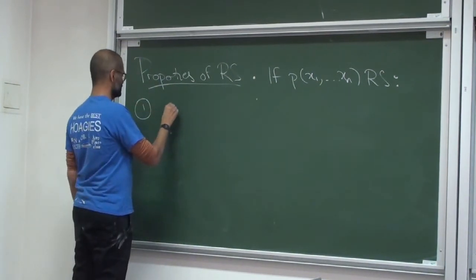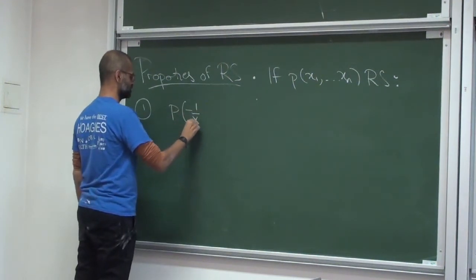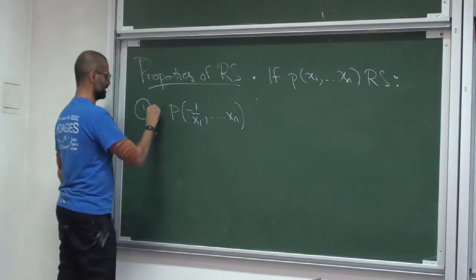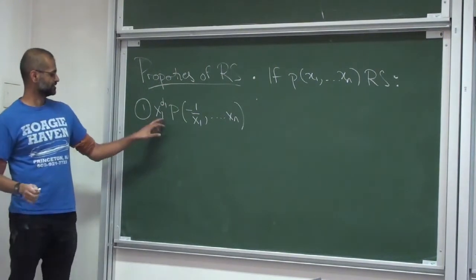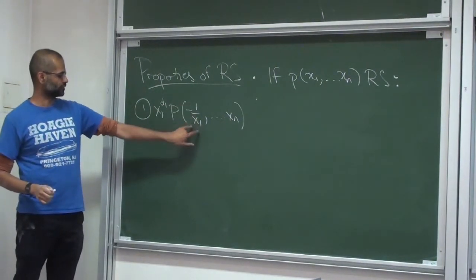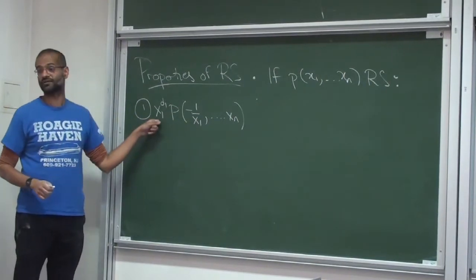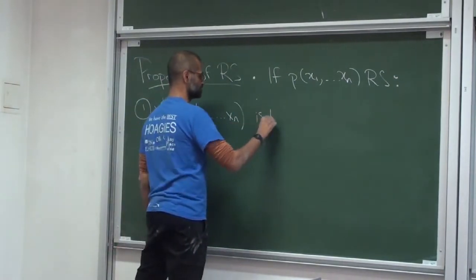If I look at P of minus 1 over x1, through xn, where I have x1 to whatever its degree was. So I replace x1 by minus 1 over x1, but now it's not a polynomial anymore, so I multiply it by whatever the degree was to make it a polynomial. Then this is real stable.